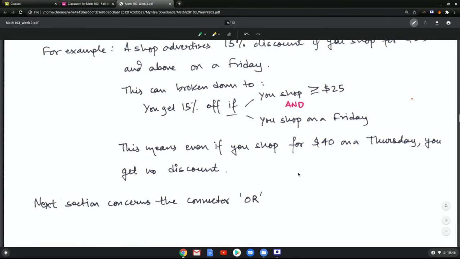In the next section, we're going to talk about a new kind of connector called OR.